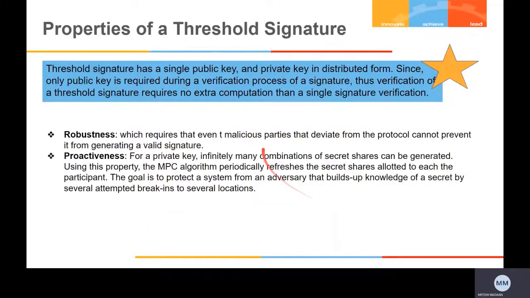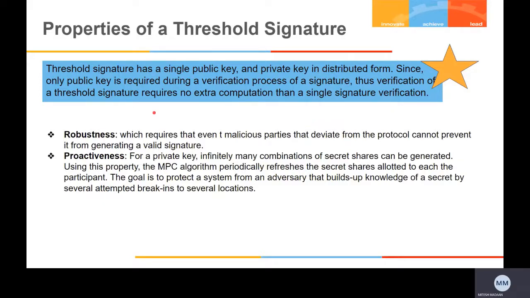This gives rise to the very important property of why threshold signature is so popular and so great at handling blockchain transactions. The reason is that the threshold signature has a single public key, and this is the property that makes it so special and unique. The verification of a threshold signature has the same computation and the same complexity as verification of a single signature. It requires no extra computation than single signature verification. That makes it so special.